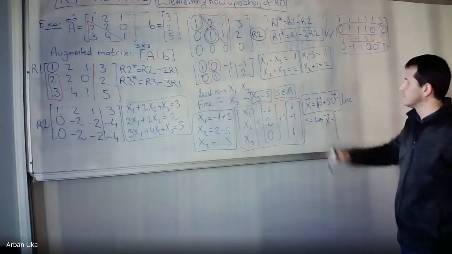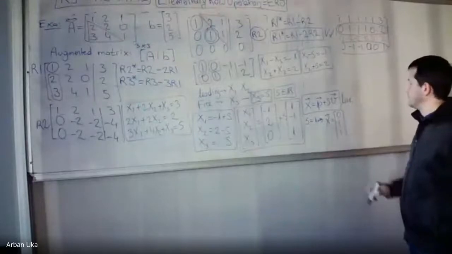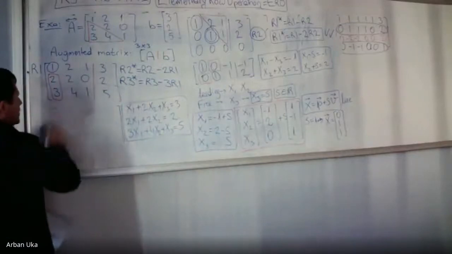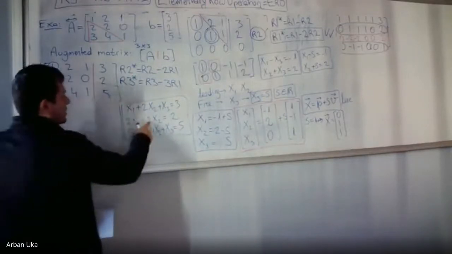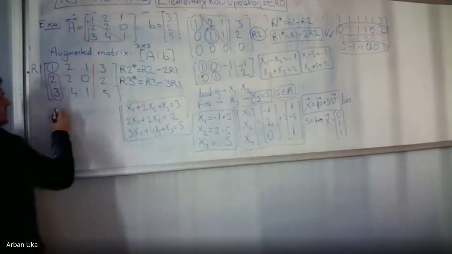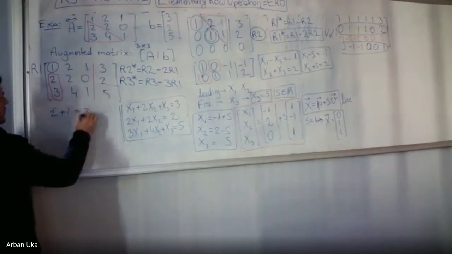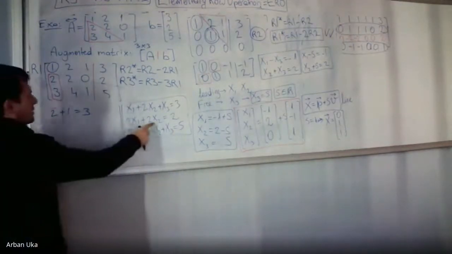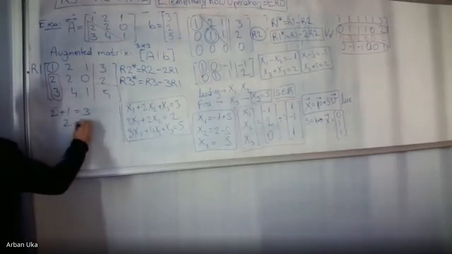If S is equal to 1? 0, 1, 1. Okay. If it is 0, 1, 1, let's check if they satisfy these initial equations. Let's not forget these were the initial equations. So 0, 1, 1, what do we get? We get 2 plus 1 is equal to 3. That's correct. Then x1 is 0. We get 2x2, 2 is equal to 2.